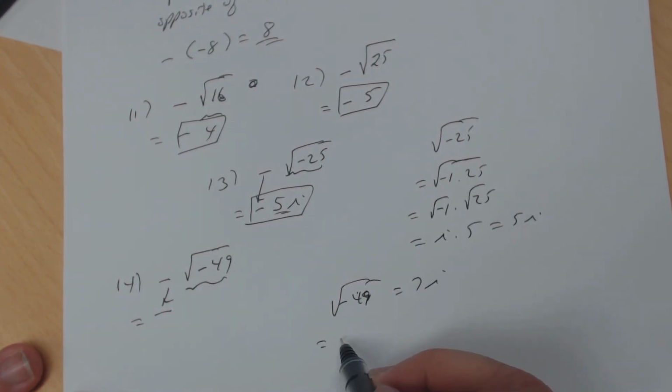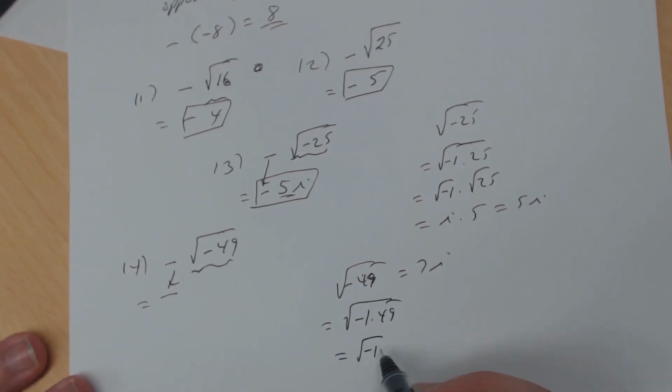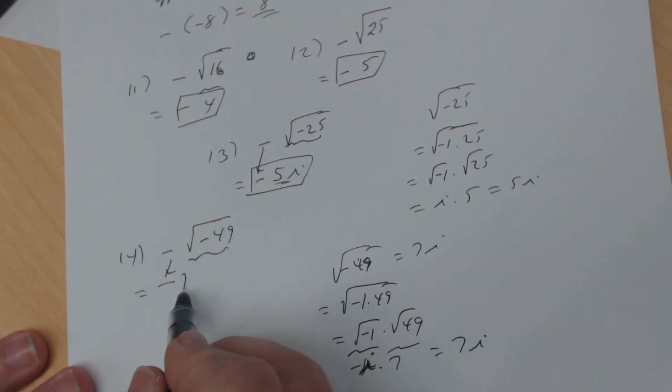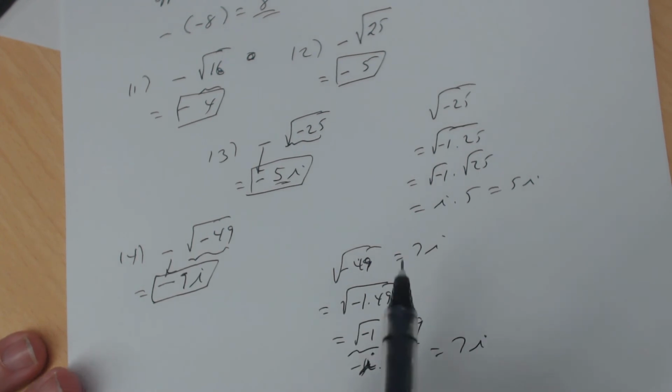So that's going to be the square root of negative 1 times 49. So that's the square root of negative 1 times the square root of 49. The square root of negative 1 is i. The square root of 49 is 7. That's an i here. Okay, and so you get 7i. Now that goes here, 7i. So the answer is a negative 7i.